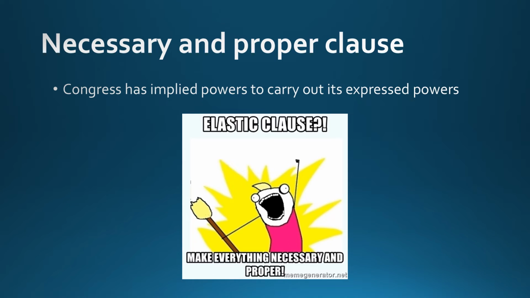The last one in Article 1, Section 8 is the Necessary and Proper Clause. Again, we've spoken about this in Unit 1 as well. Congress has implied powers, but remember those are limited. They can't do anything they think is necessary and proper. It must be related to their expressed powers. So Congress has implied powers that they can use to carry out their expressed powers.